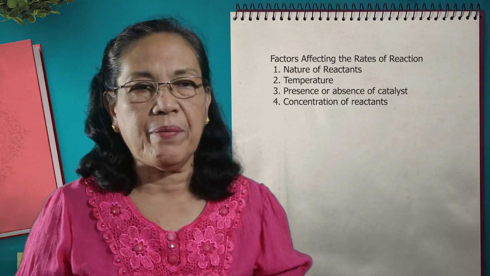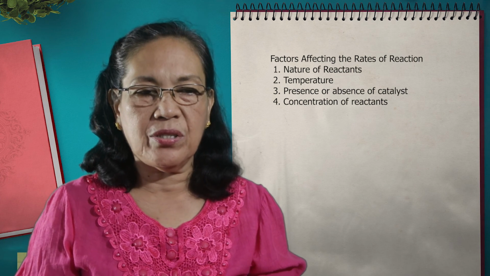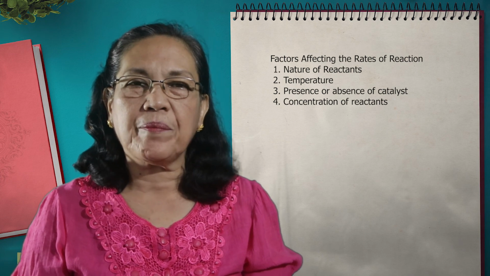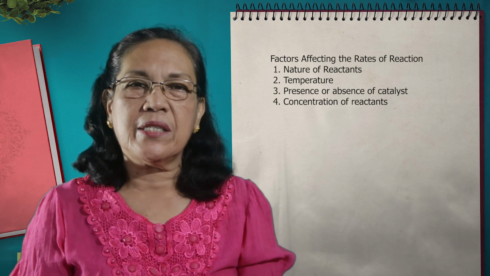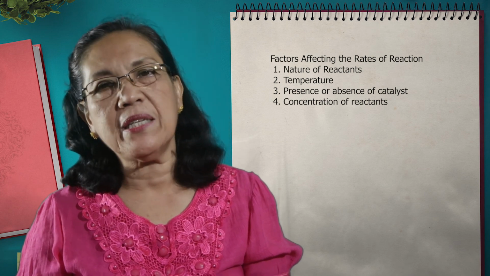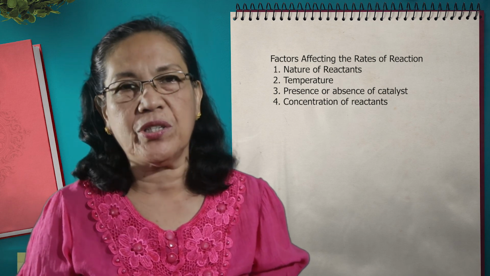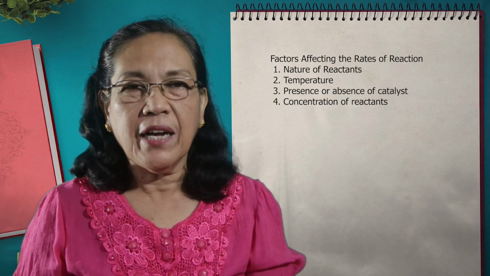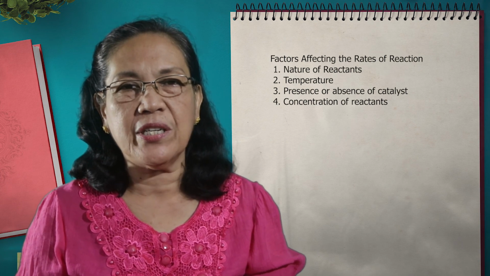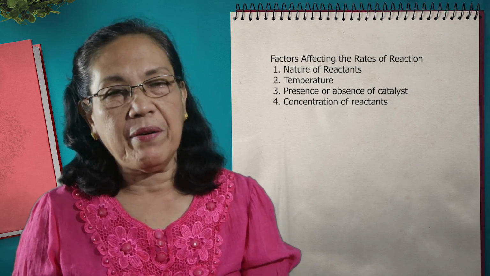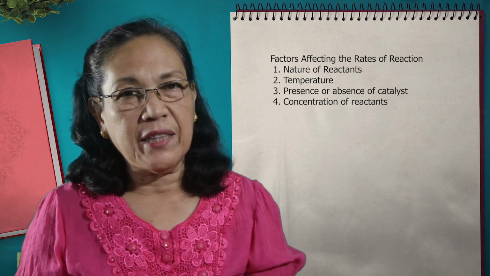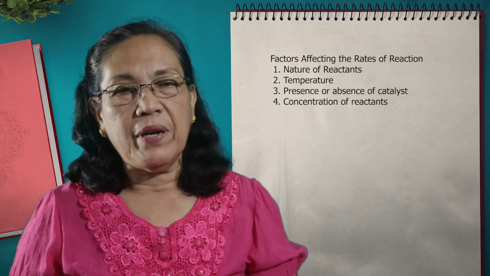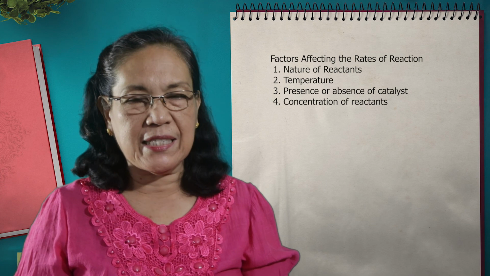Another factor affecting the rate of reaction is the presence or the absence of the catalyst. When we say a catalyst, it is a substance that speeds up the rate of reaction without itself undergoing a chemical change. Now, the catalyst usually hastens the speed of a chemical reaction. And there are those negative catalysts, by the way, and they are called the inhibitors. What are some examples of these catalysts?